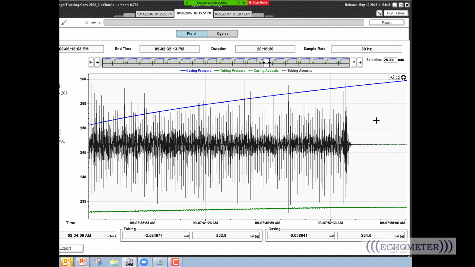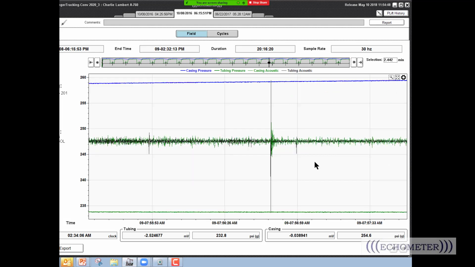So I'm going to zoom into this right here, and I'm going to look. I guess it's in green, and sure enough, look, you can see a little spike right there in green and black. So the microphone on the casing heard the same signal of the plunger in the tubing, and so this is what I was looking for.